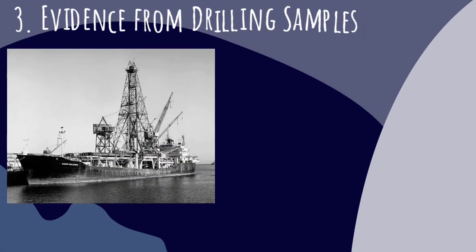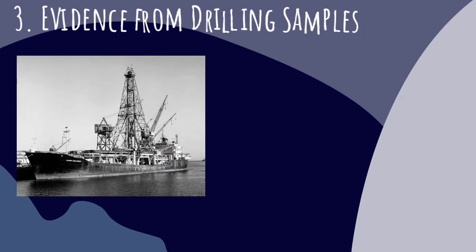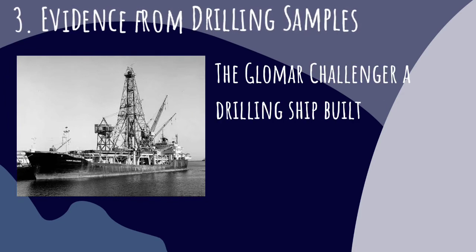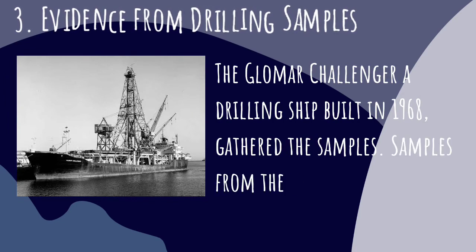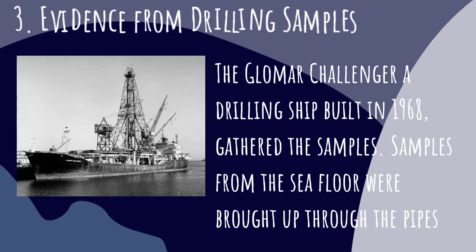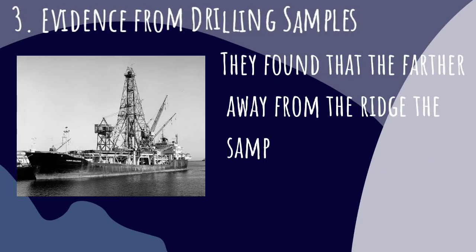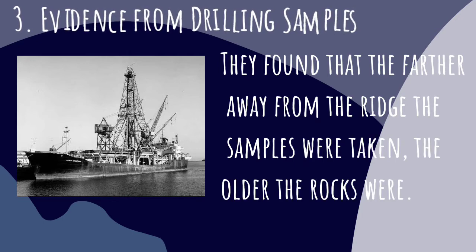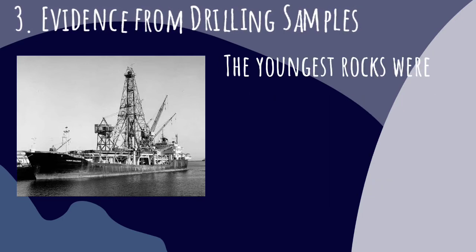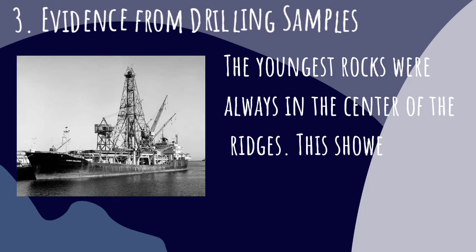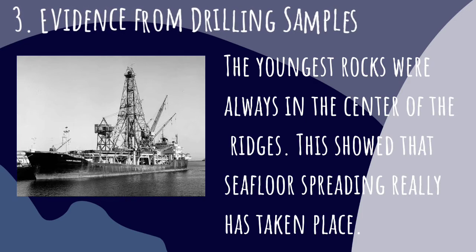Number 3. Evidence from drilling samples. The Glomar Challenger, a drilling ship built in 1968, gathered the samples. Samples from the seafloor were brought up through the pipes. They found that the farther away from the ridge the samples were taken, the older the rocks were. The youngest rocks were always in the center of the ridges. This showed that seafloor spreading really has taken place.